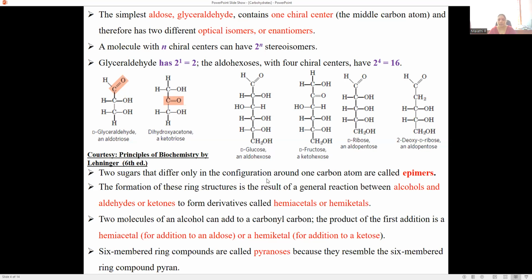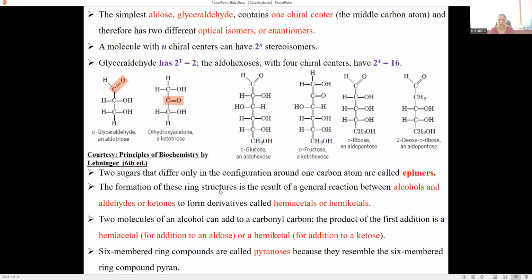And any 2 sugars which differ in configuration around only 1 carbon atom, so all the structures are the same and only 1 carbon atom has a different distribution or structural conformation, you call them epimers. So here, based on the chiral center, the location of the OH group and H group for only 1 carbon atom, if there is a structural difference for only 1 carbon atom, you call it epimers.